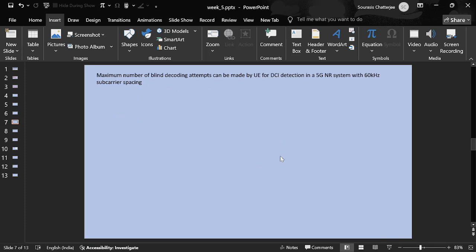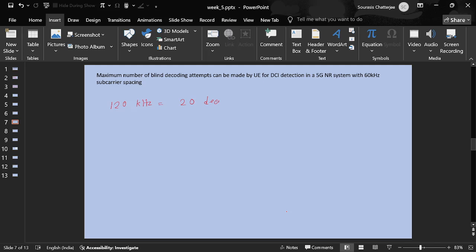Okay, here comes this question. What is the maximum number of blind decoding attempts that can be made by a user for DCI detection in 5G NR with 60 kHz subcarrier spacing? 20. Okay, you are close to the answer, but no. This 20 is, I think, for 120 kilohertz subcarrier spacing. Let me write it down here. Correct, for 120 kilohertz subcarrier spacing you have 20.